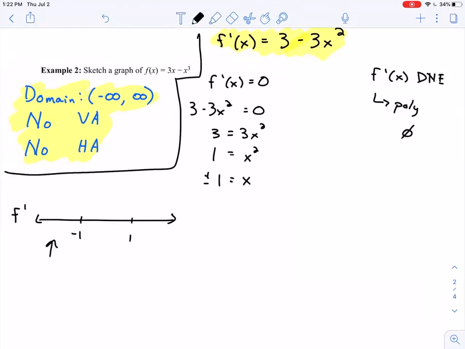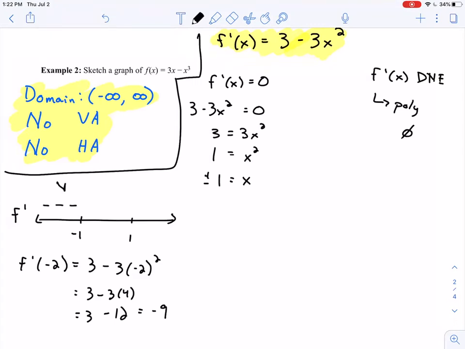So first I need a number to the left of -1. I'll take -2, f prime of -2. This is equal to 3 minus 3 times -2 squared. 3 minus 3 times 4. This is 3 minus 12, gives me -9. So my first derivative is negative, which tells me my function is decreasing on that interval.